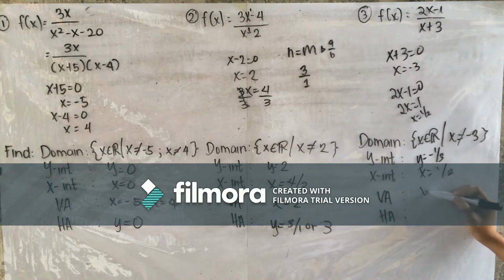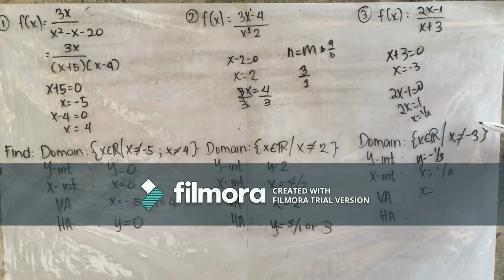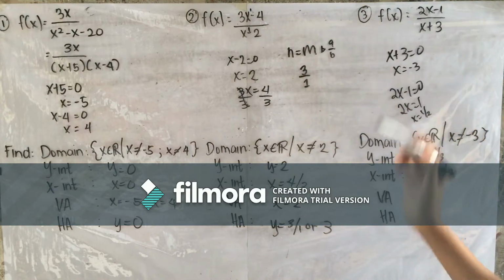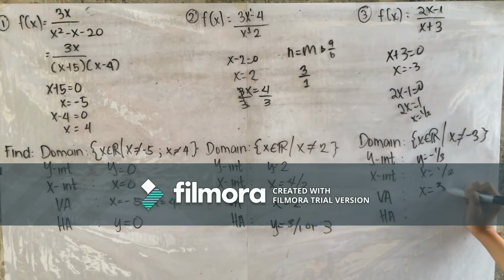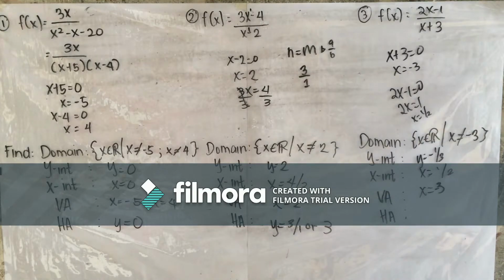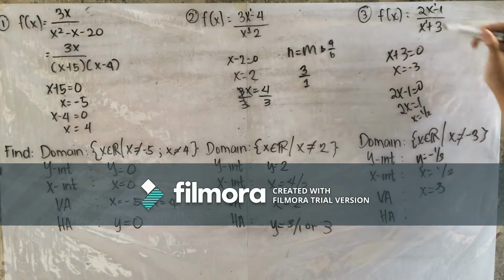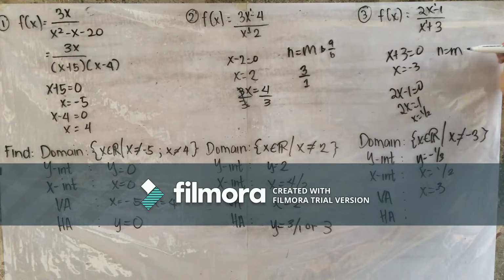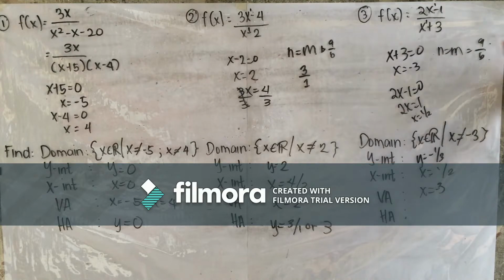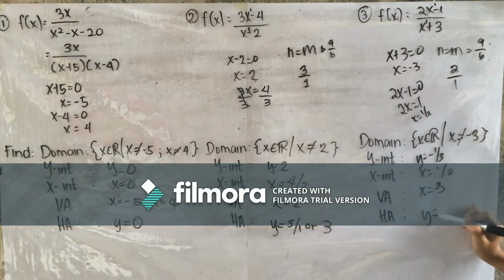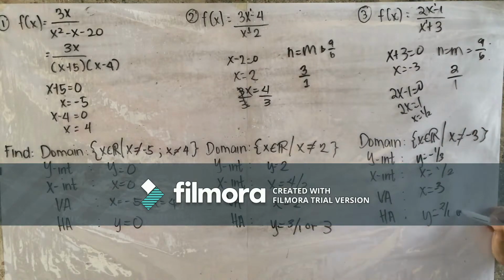Then, vertical asymptote, it's the same, you equate the denominator to 0. So, vertical asymptote will be negative 3. Then, horizontal asymptote, as you can see, both have exponent 1. So, n equals m, so it will be a over b. The a and b are the leading coefficients. So the leading coefficient of a is 2 over 1, so the horizontal asymptote is 2 over 1, or simply 2.